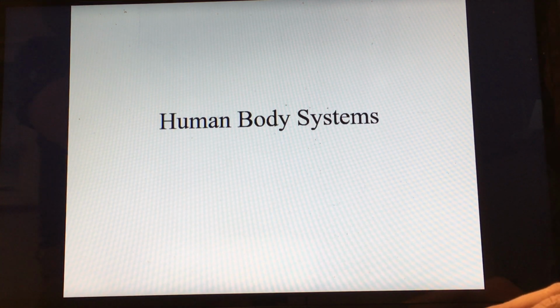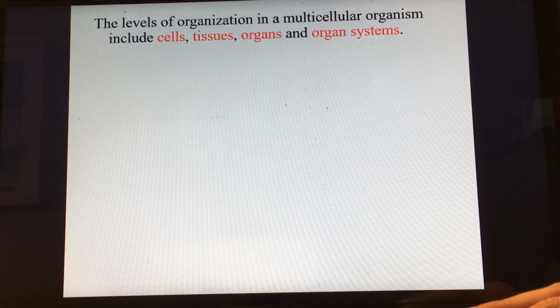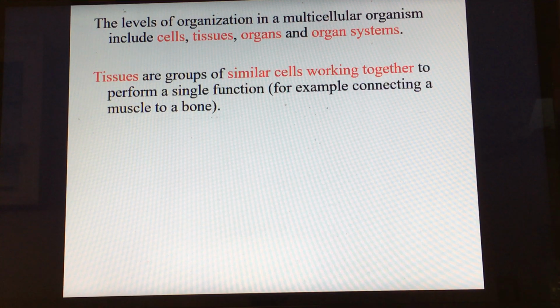Okay, this lecture will be about the human body systems. Before we get into the individual systems, we need to talk about the levels of organization in multicellular organisms. All multicellular organisms are made of many cells. And when cells work together to perform a function, we end up with tissues. So we can have epithelial tissue or connective tissue.